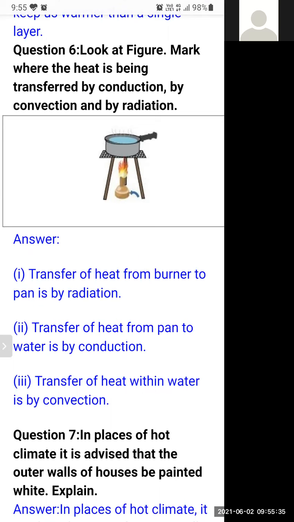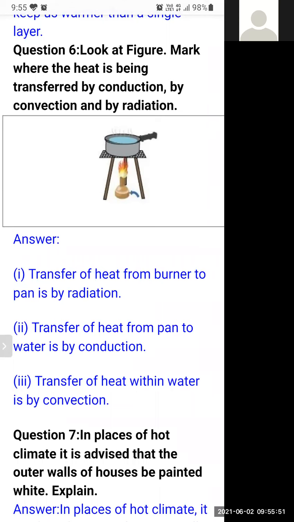Now, by which method is the heat transferred in water? As we know that water is a liquid, and in liquids and gases, heat is transferred by convection. So the transfer of heat within water is by convection.